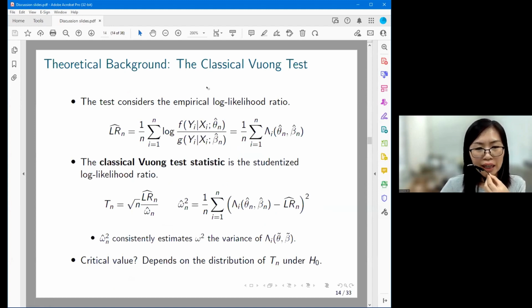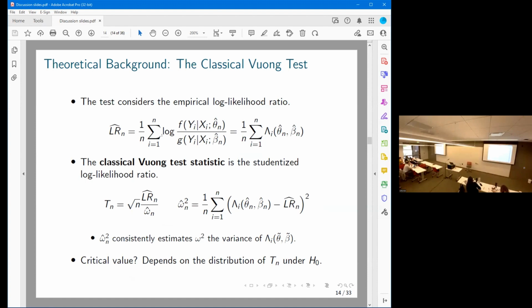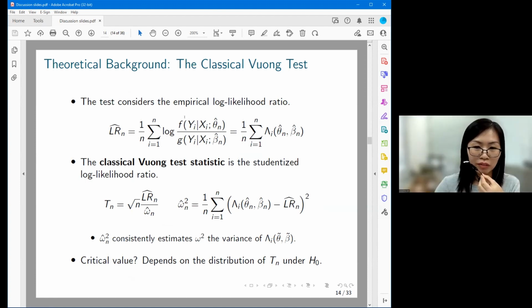All right, so what is the test? The test is based on the log likelihood ratio. It's the log likelihood of the F model minus the log likelihood of the G model. Written together, it is the sample average of the logarithm of the ratio of the two density functions. The parameter values that you plug in here are the maximum likelihood estimators for each model. To make the notation more concise, we denote the log density ratio by lambda i.